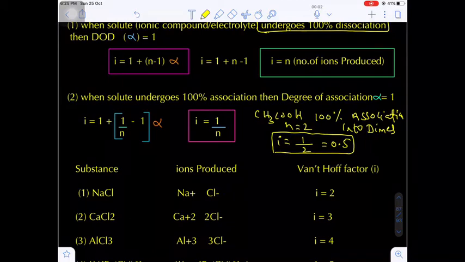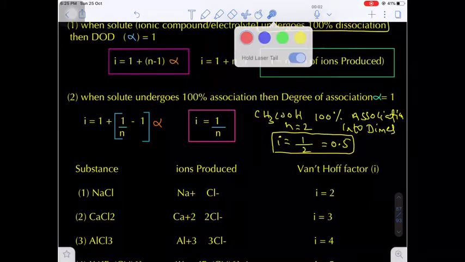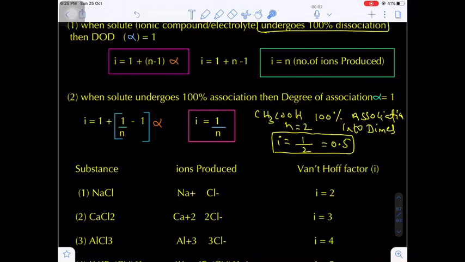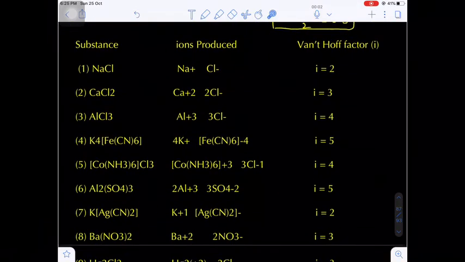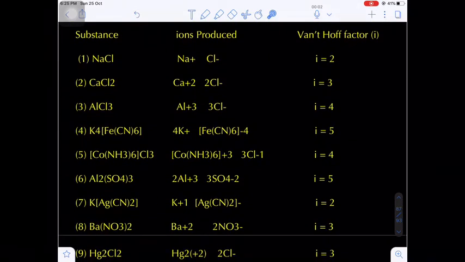If 100% is not given, then according to the question, we have to find the iota value. If the alpha value is given, or if the iota value is given, we can find the other, vice versa. Okay, now there are some examples.